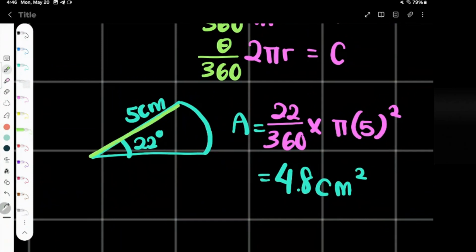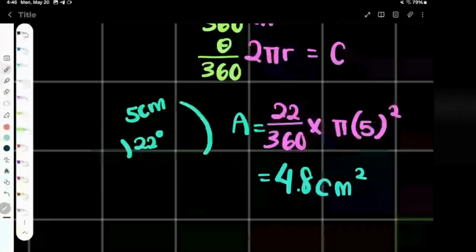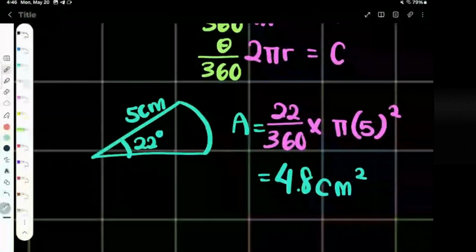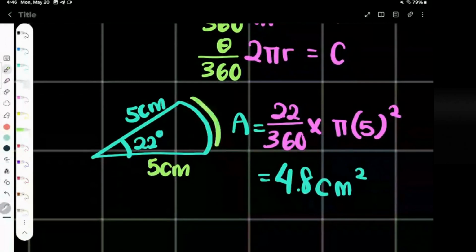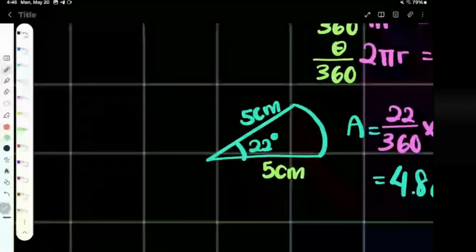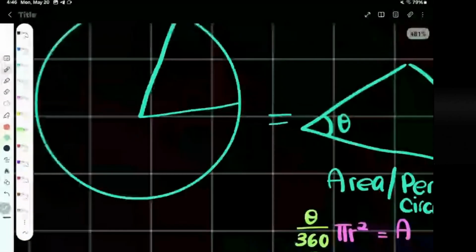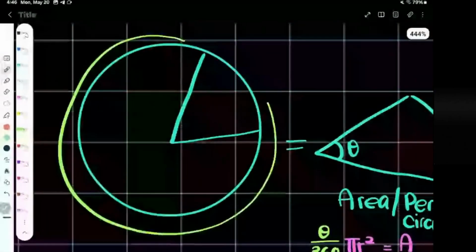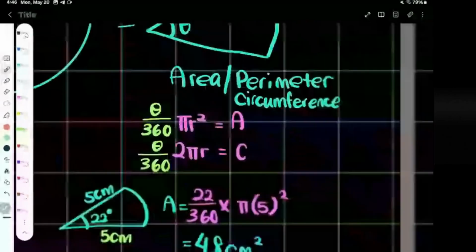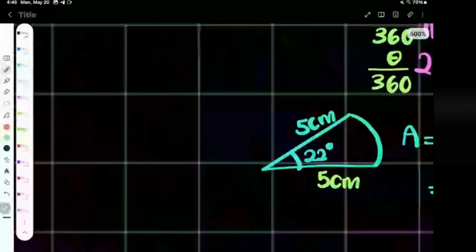So if this is 5, this is the radius, then this is also 5 centimeters. What is the perimeter of this? You can use the circumference formula, because the circumference is basically the outer edge. So let's find the circumference here.